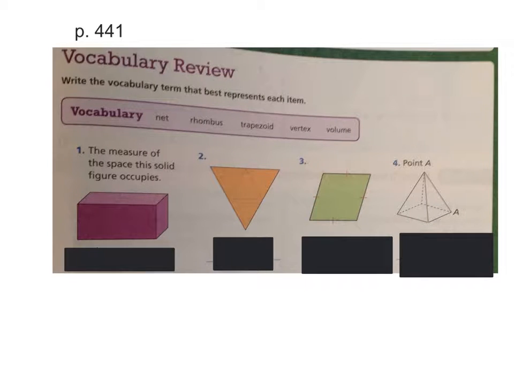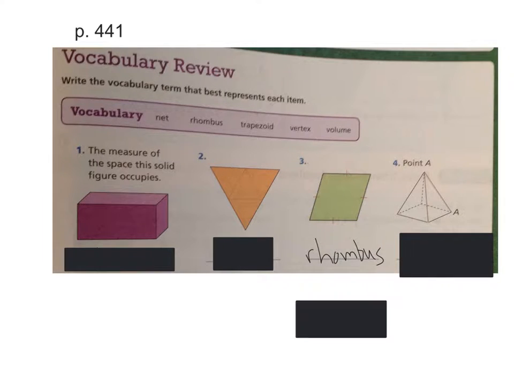Reviewing lessons 7.1 through 7.4 plus IN1. If you look at page 441, a lot of this is stuff that we haven't looked at yet in this chapter. One thing we have looked at is number 3, which we might recognize as being a rhombus. All 4 sides are the same length. It's a 4-sided figure, so that would make that a rhombus for number 3.